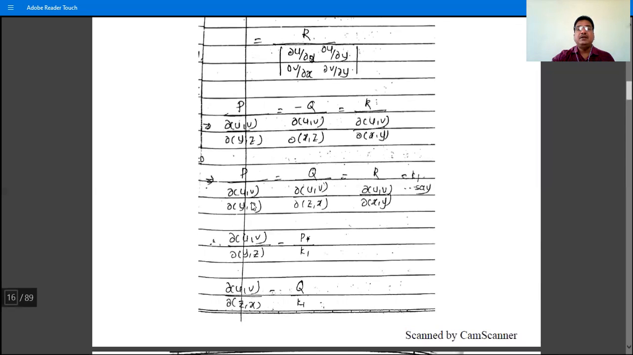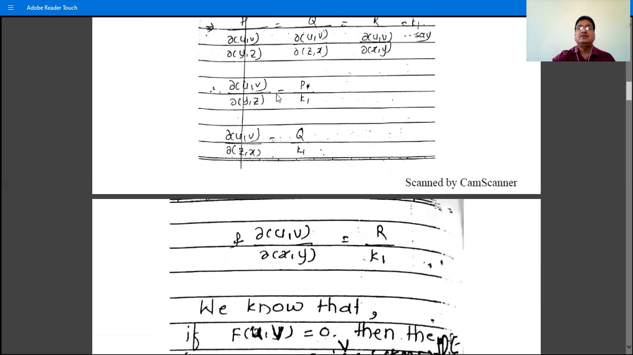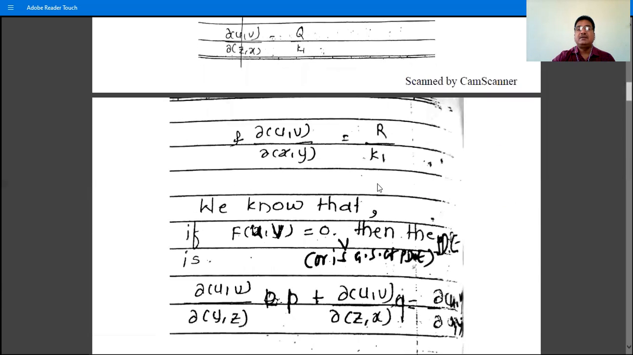Then we absorb the negative sign, writing ∂(x,z) as ∂(z,x). So P divided by ∂(u,v)/∂(y,z), Q divided by ∂(u,v)/∂(z,x), and R divided by ∂(u,v)/∂(x,y) are equal to, suppose, k1. Comparing the ratios, we have ∂(u,v)/∂(y,z) = P/k1, similarly ∂(u,v)/∂(z,x) = Q/k1, and ∂(u,v)/∂(x,y) = R/k1.